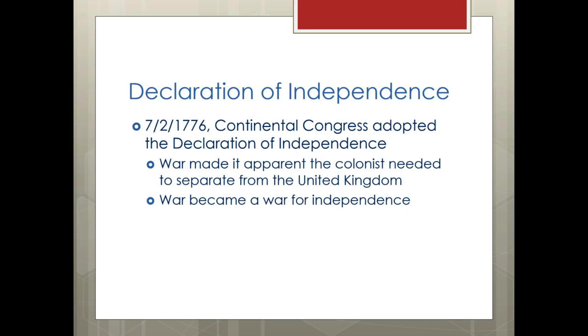As an outgrowth of the American Revolution and the decision on the part of the states to become independent of Britain, an outgrowth of that was the Declaration of Independence, and it was adopted by the Continental Congress on July 2nd, 1776. It was in essence proclaimed on July 4th, 1776. The Declaration of Independence made it very clear that it was apparent that the colonists needed to separate from the United Kingdom, and they viewed the American Revolution as a war for independence.